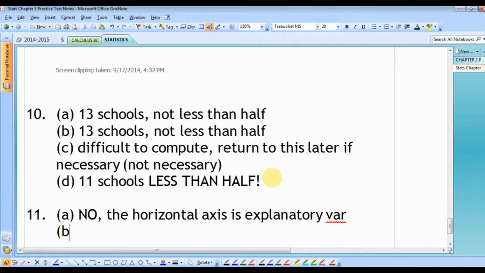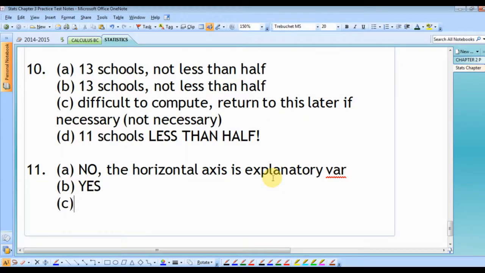B, yes. C, again, we're going to go through all the answer choices. C, use a different plotting symbol depending on whether the explanatory variable is categorical or whether the response variable is categorical. That's kind of nonsensical. D, use a plotting scale that makes the overall trend roughly linear. No.